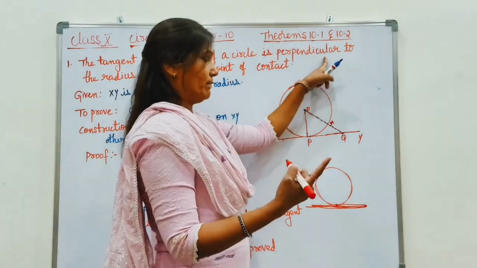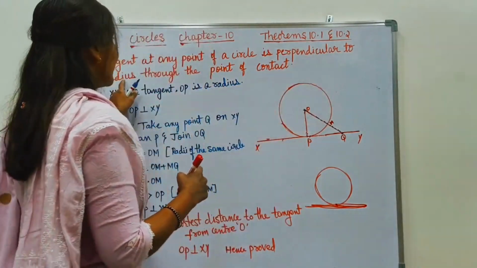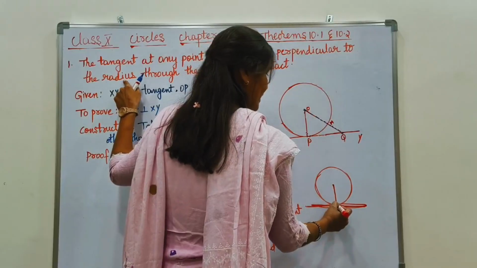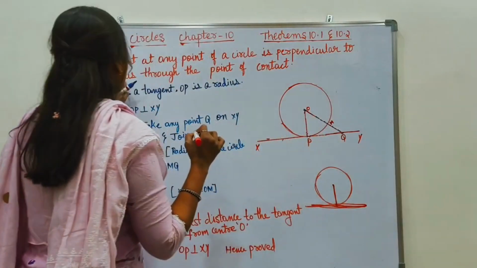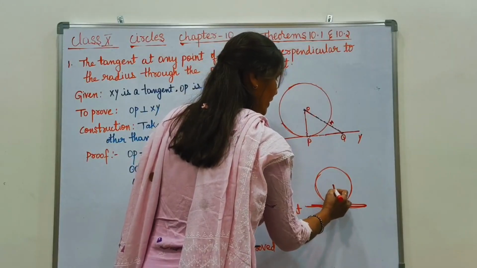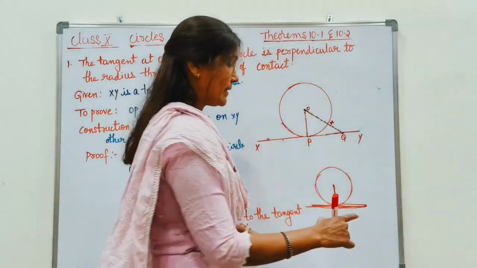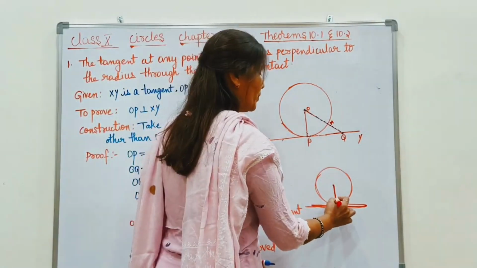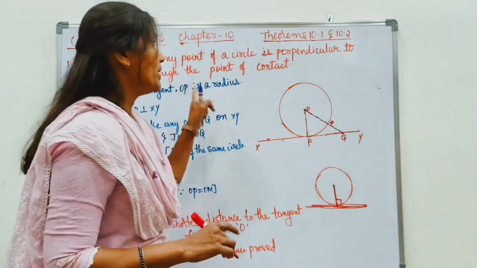It is perpendicular to the radius. Radius means a line from the center to a point on the circle. Radius through the point of contact. So from the center, you draw one radius to the point of contact. Here we will prove this is perpendicular. This is the meaning of this question.